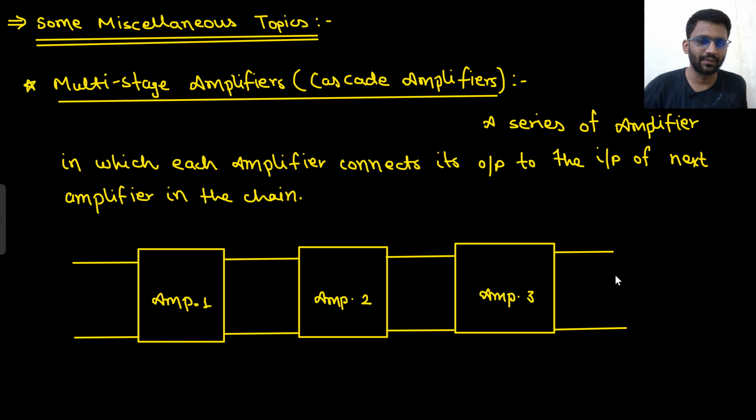A series of amplifiers in which each amplifier connects its output to the input of the next amplifier in the chain. So output is connected towards the input of the next amplifier in the chain. That's it. Right. So let's take an example. You have to find the V0 by Vs value. What do you see here? This is one stage, one of the amplifiers. There are two MOSFETs connected. So this is your stage 1 and this is your stage 2. So there are two stages. This is an example of a cascade amplifier only.